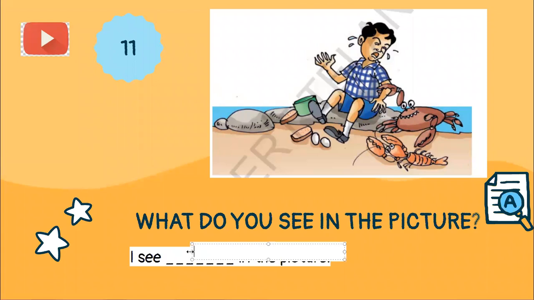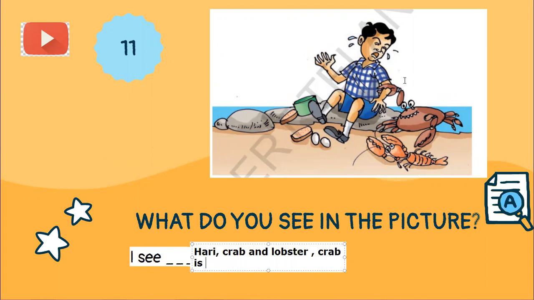I can see a crab, right? I can see a crab. I can see Hari. Hari, H is always capital, right? Hari, crab. And what is this called? Lobster. It is called a lobster in the picture. And also I can see a crab, right? This one is a crab. Just now we have seen this word, right? Yeah, pricking. The crab is pricking Hari. That also you can see.